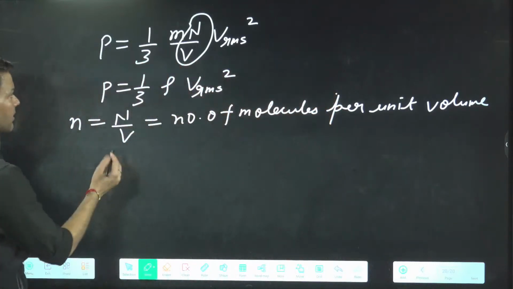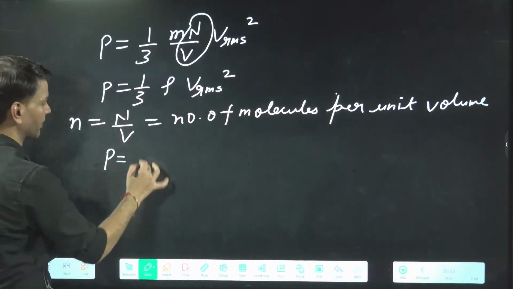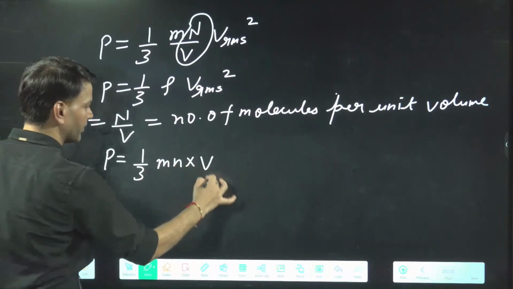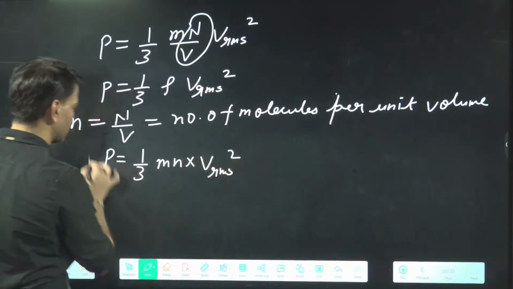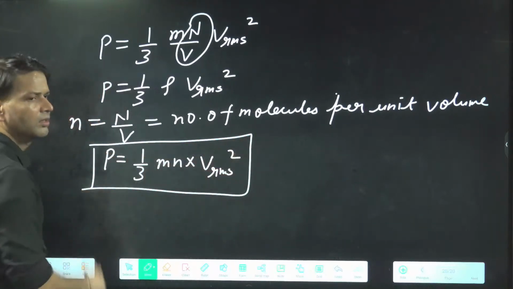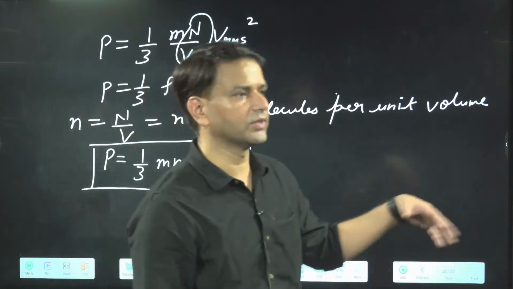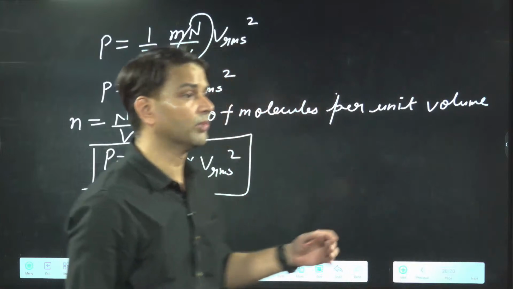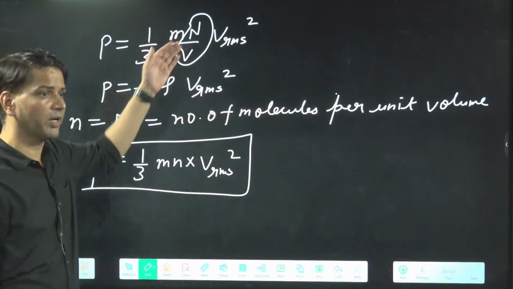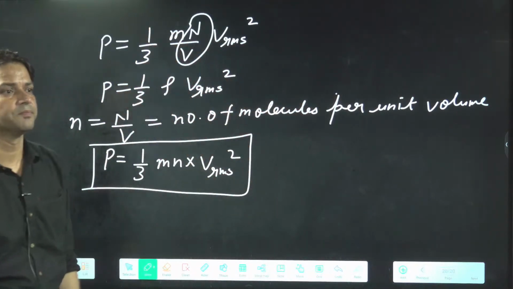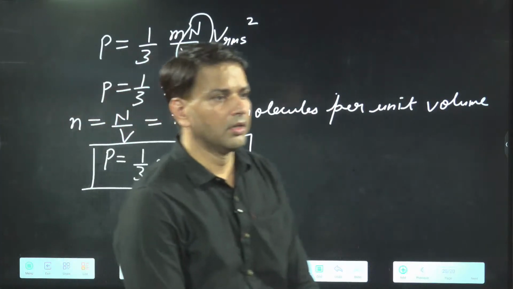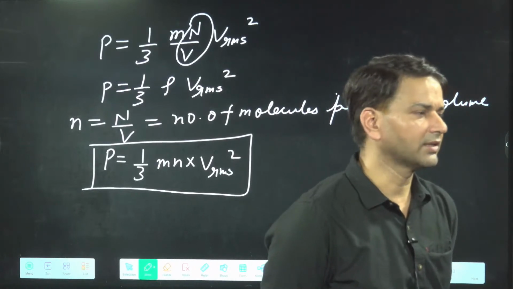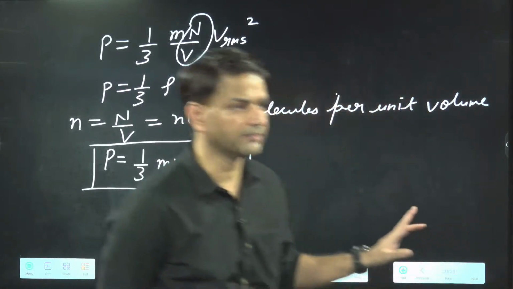Then we can write P is equal to 1/3 m into n into VRMS square. They will give which quantity it represents, like small n, number of molecules per unit volume. Then you can write the formula with small n in place of N by V. Directly you can put the n. Everybody got it? And I have discussed, I think, one or two questions on this also.